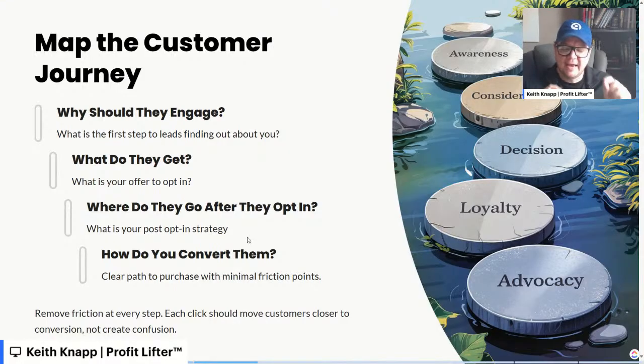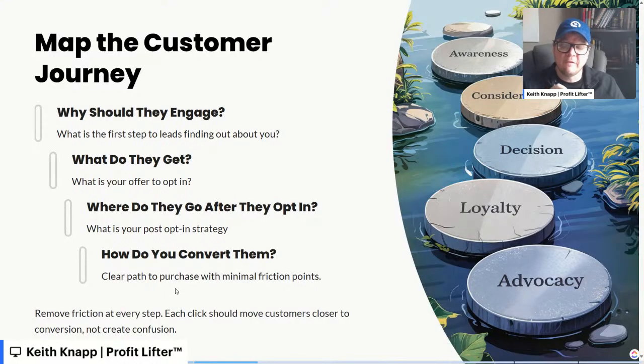KISS methodology. Keep it stupid simple. And I love this analogy because the easier you can keep it, the more people are going to be engaged with you. I love funnels where you don't even realize that you signed up for it until you're pulling out your credit card. You're like, wow, okay, that was just really simple, really easy. I didn't have to think about that.